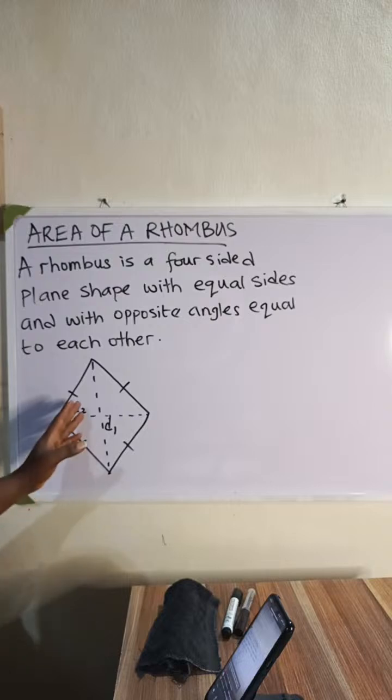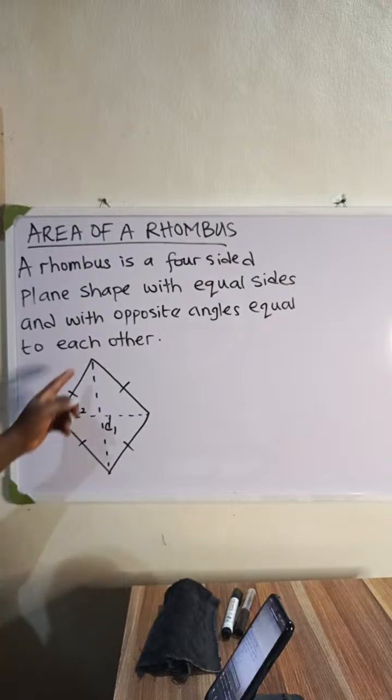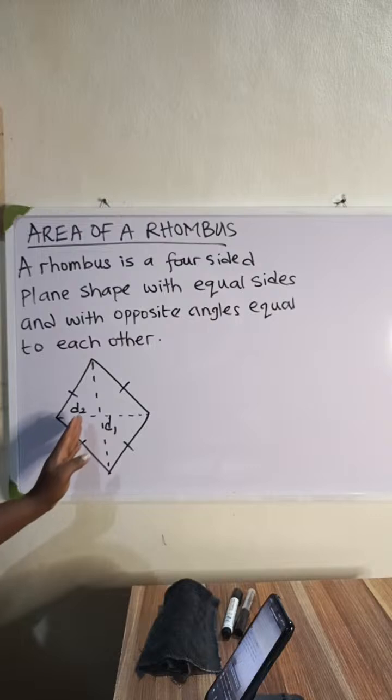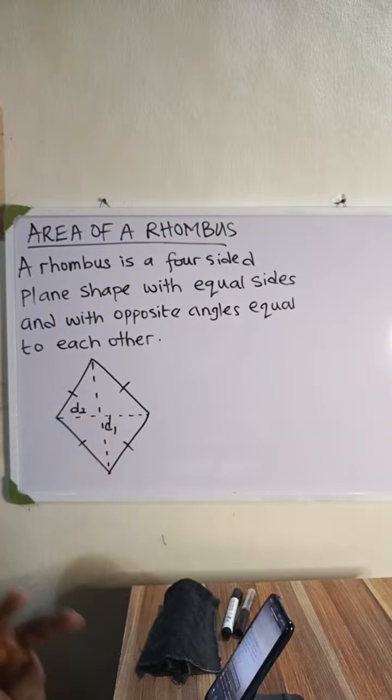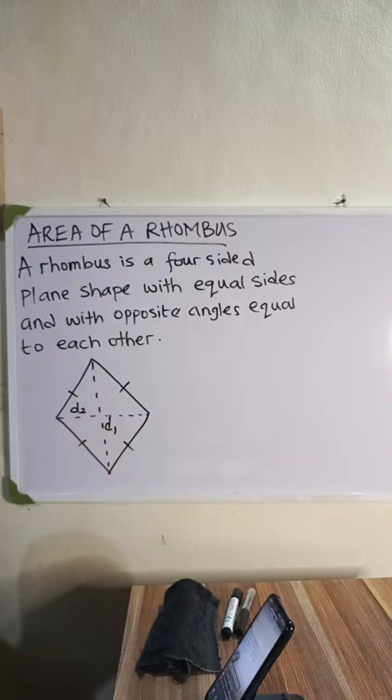Also, for a rhombus, the diagonals are lines of symmetry. A line of symmetry is a line that divides a 2D shape into two equal parts. So these diagonals divide the 2D shape into two equal parts. So they are both lines of symmetry. So this is a rhombus.